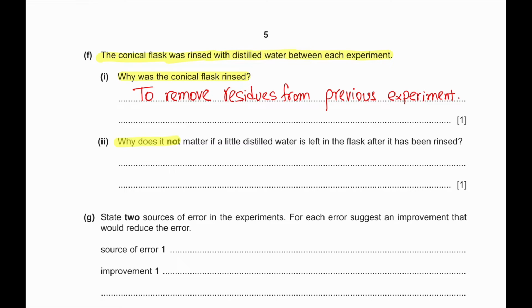Part 2. Why does it not matter if a little distilled water is left in the flask after it has been rinsed? Distilled water does not affect the reaction or the quantity of E or F that is going to be used in that experiment, so it can be there.